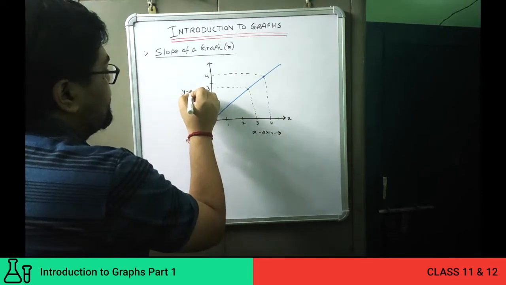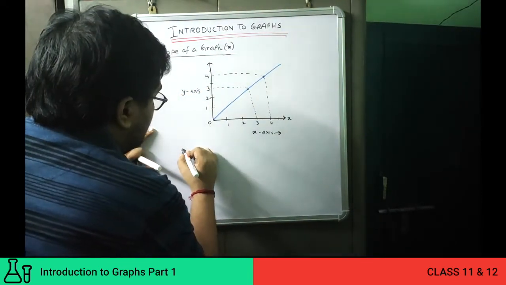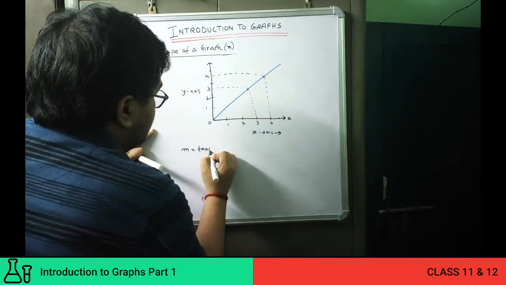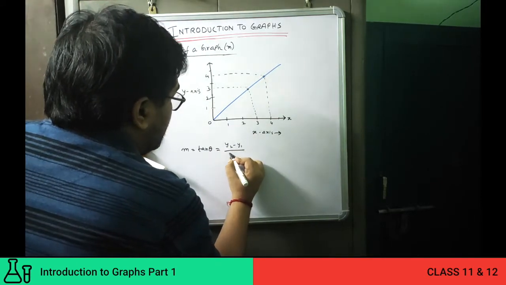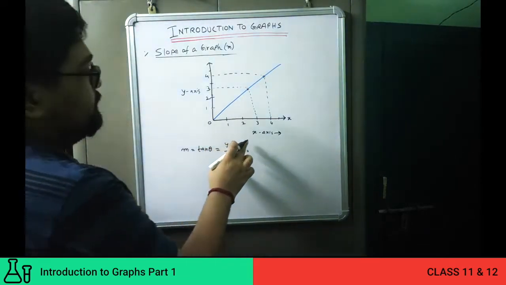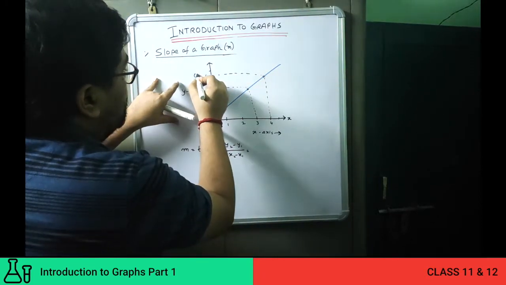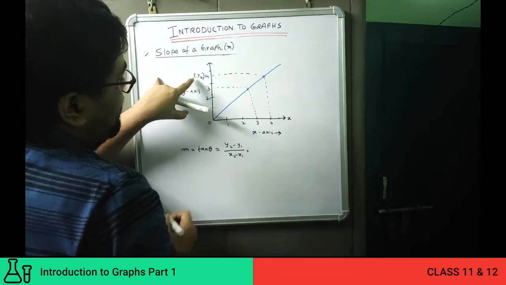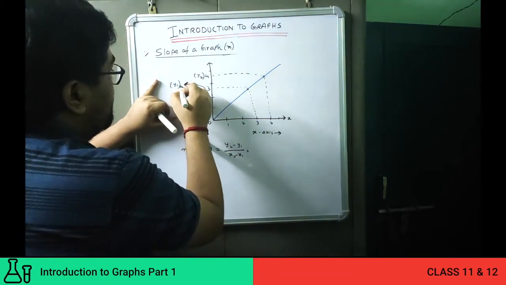and this is y-axis. Now, what is the formula of slope? m equals tan theta, that equals (y2 minus y1) by (x2 minus x1). Now, here you see the y2 value is this one. This is the y2 value, and this 3 is the y1 value.